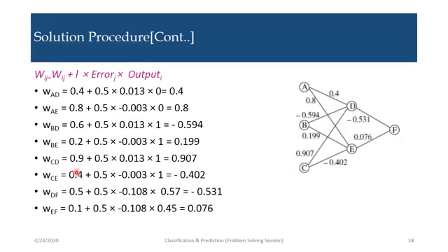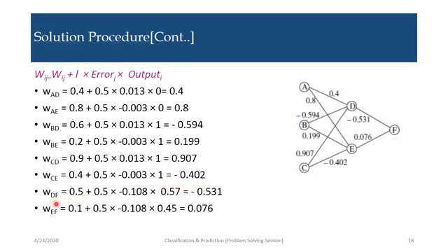Like that WCD. Here the earlier weight is 0.9, learning rate is 0.5, the error at D is 0.013 and 1 is the output of C, that is why 0.907. WCE, that is 0.4 earlier weight, this is the learning rate, this is the error at E and output of the B is 0.1, it is coming minus 0.402.